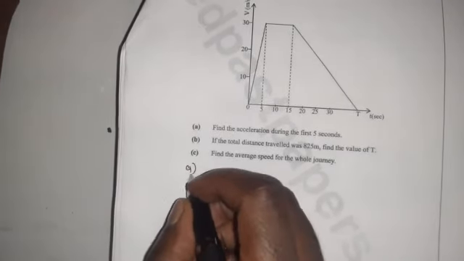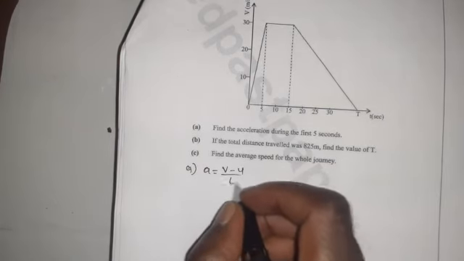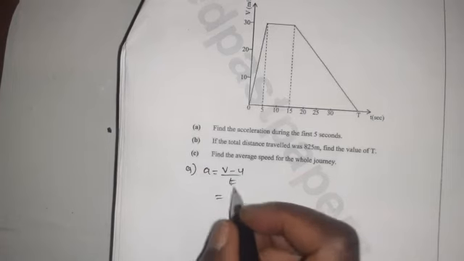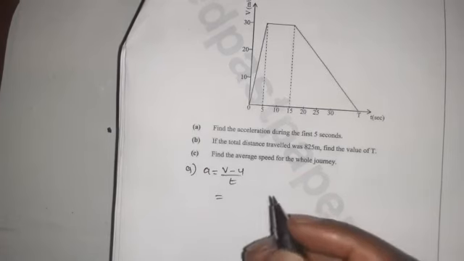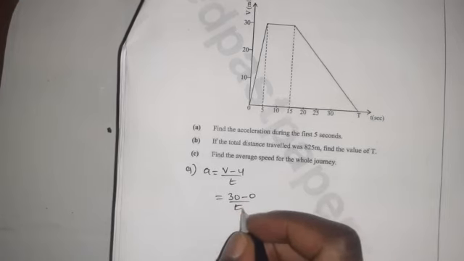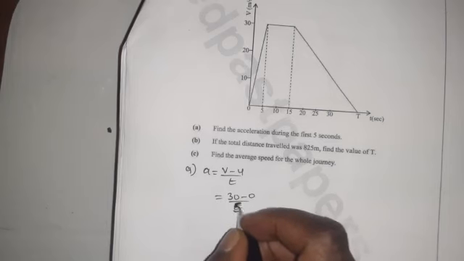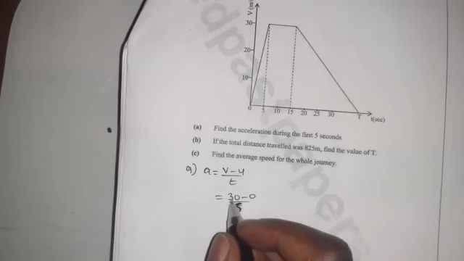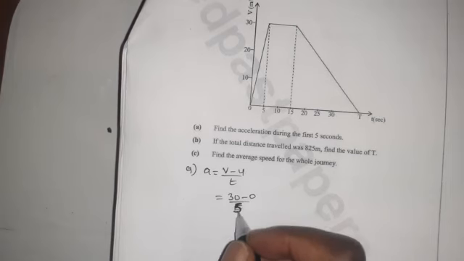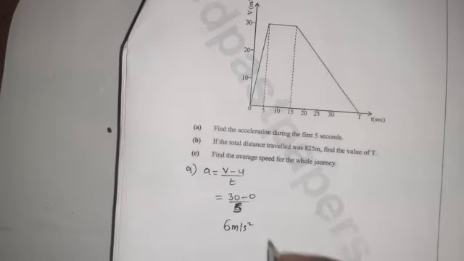So acceleration is equal to V minus U over time. So this is going to give us, V is the final velocity, which is 30, minus 0 over time. And what is our time? Time is 5 here. Okay, so we are going to get 30 minus 0, it gives us 30, divided by 5, we get 6. Okay, that is what is going to be our acceleration here.